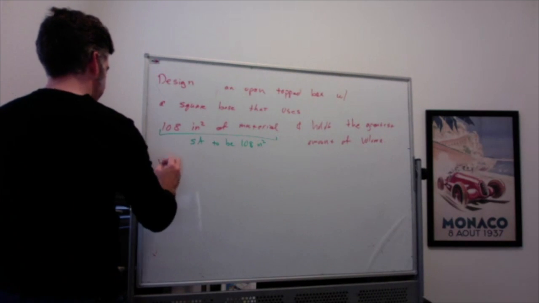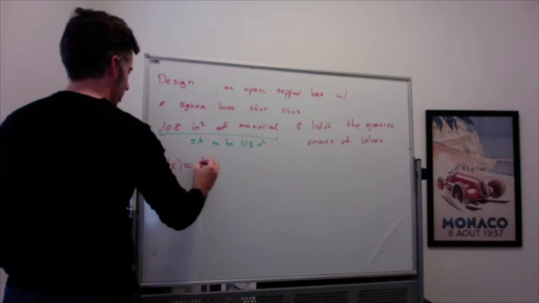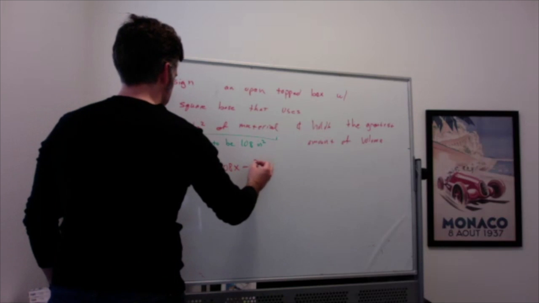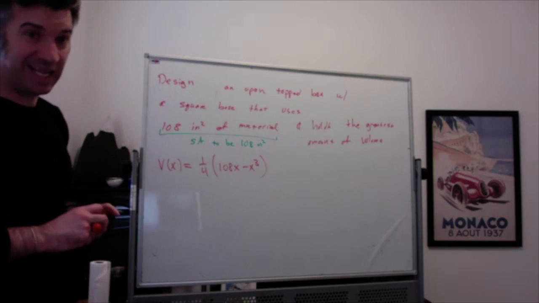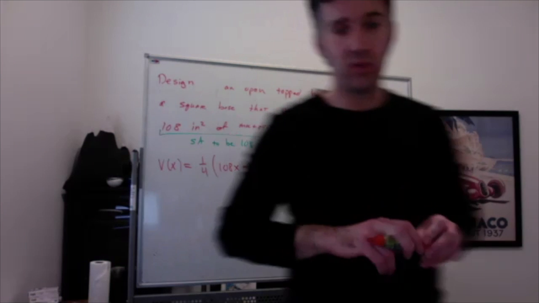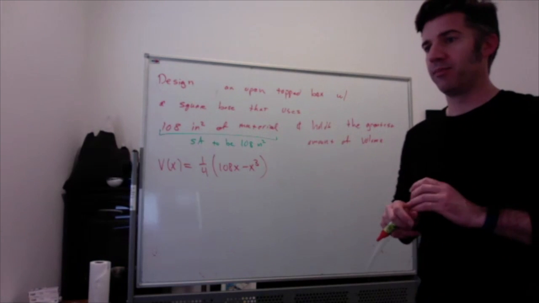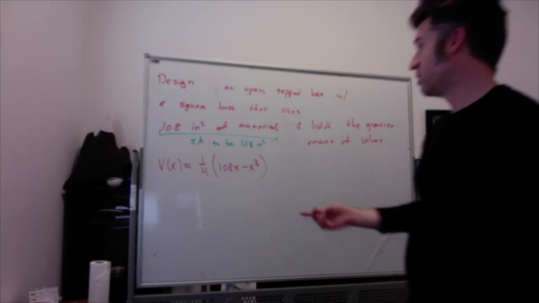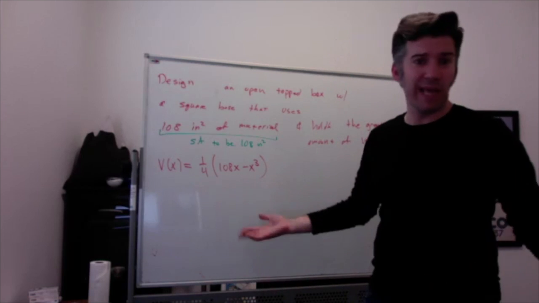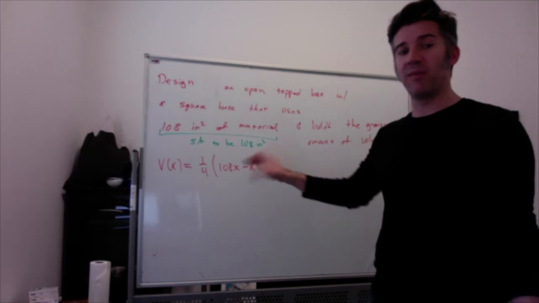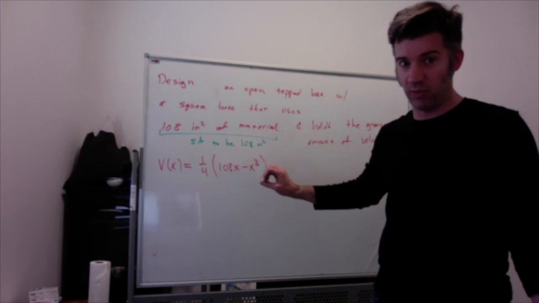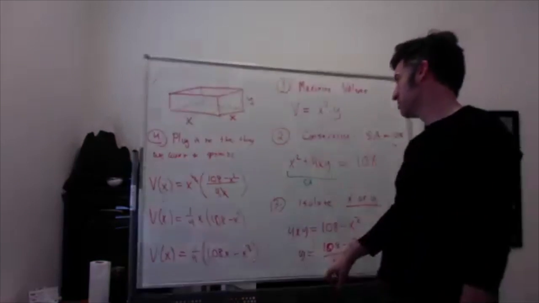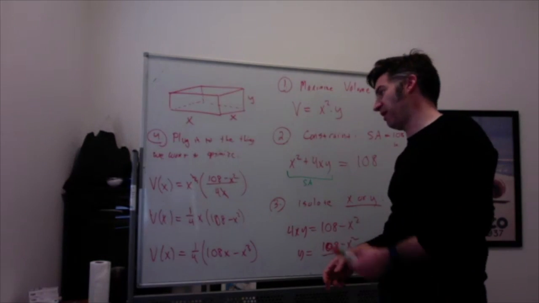So my volume as a function of x is 1/4 times 108x minus x cubed. It is not a bad idea at this point to think about the explicit domain for this function. So if you look at this as is, you'd be like, well, x could be anything, right? There's no domain restrictions if we look at this as it's written. But if we look back, there's a couple things that kind of have to be true.